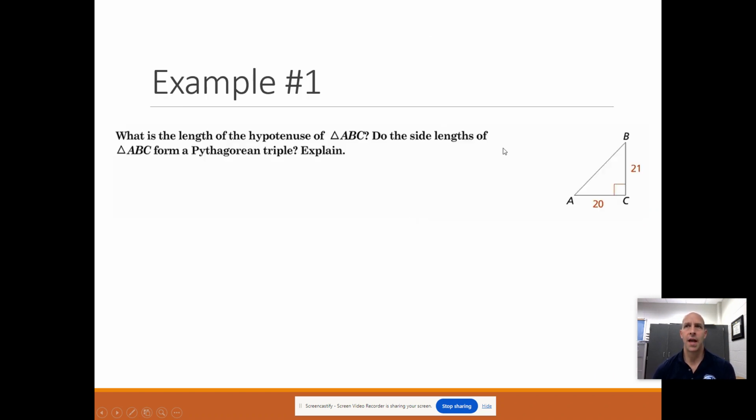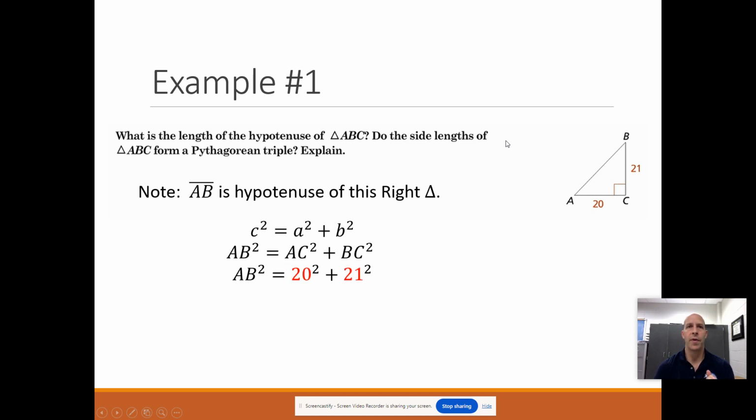So here's our first example. We've got triangle ABC over here. It's a right triangle. They want us to find the length of the hypotenuse, and they also want to know if the sides make a Pythagorean triple. Let's go ahead and run through that. First, we want to know that the segment AB is the hypotenuse because it's the side opposite the right angle, or the longest side, if you will.